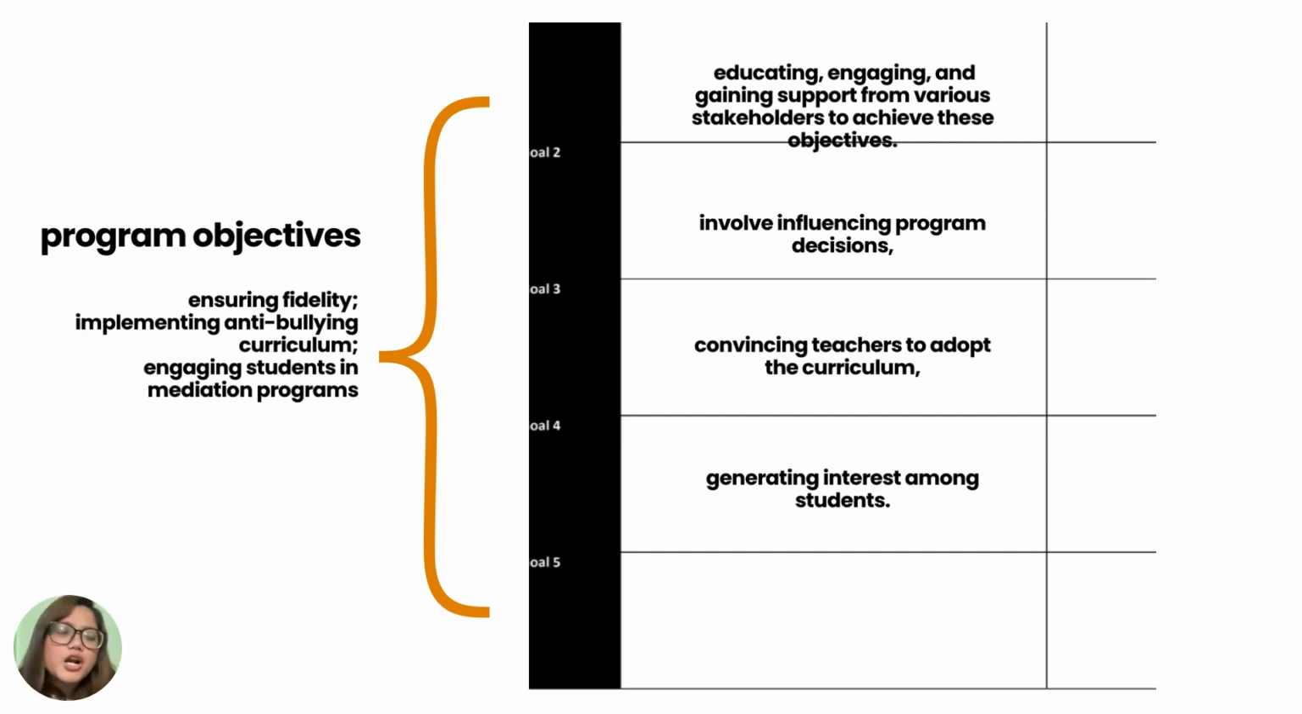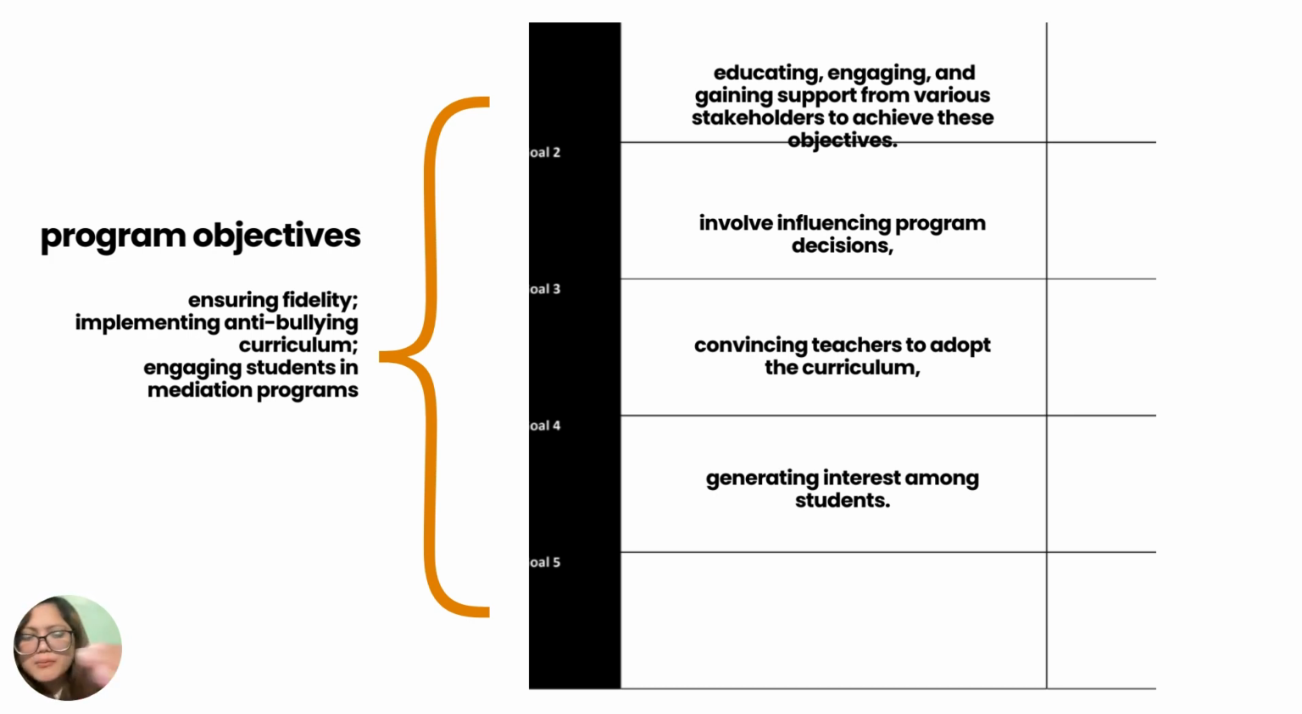So for example, our program objectives are ensuring fidelity and engaging students in mediation programs. Perhaps our communication goal should be focused on educating, engaging, and gaining support from various stakeholders or partners. And how can we do that? Perhaps we need to involve influencing program decisions, convincing teachers to adopt the anti-bullying curriculum, or perhaps generating interest among students.